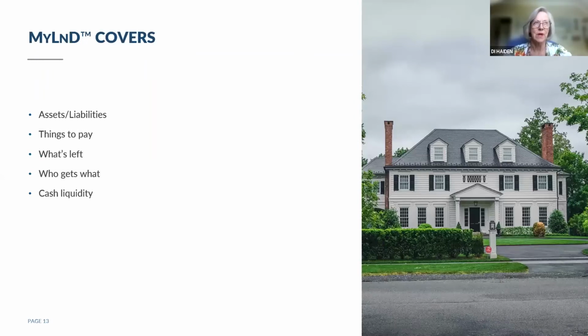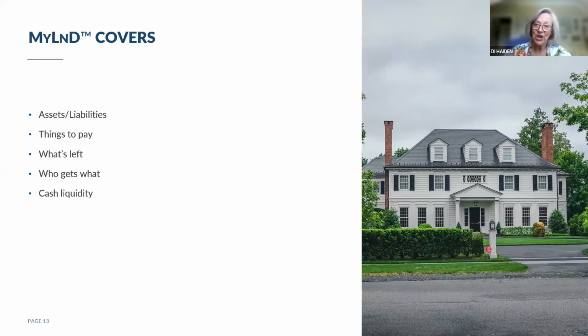Okay, so now we're looking at what the LND covers. We've made it very simple. An LND account that's produced for the Master is actually quite long and complicated, but we don't need to go into that kind of detail now. But what your liquidation and distribution account and what this particular product does, it counts the assets and the liabilities. We all know what those are now. It then looks at what things you have to pay. What is it that has to be paid out of the estate? What's actually left? Who's going to get what?